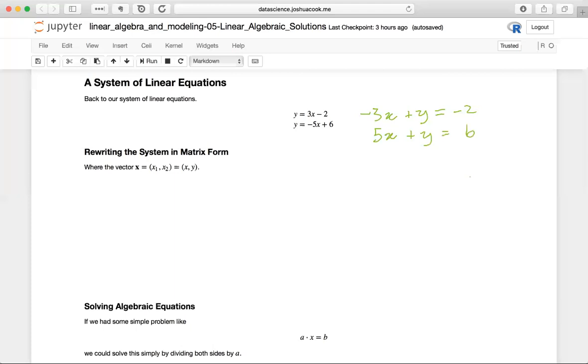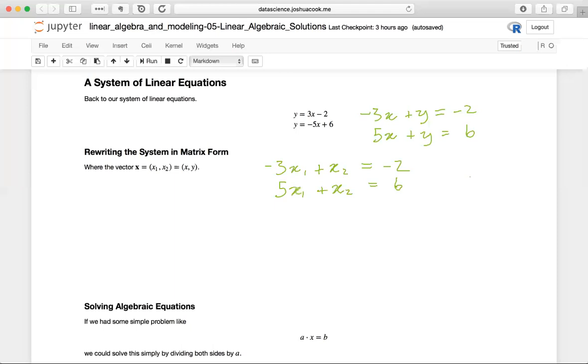Okay, and then the next thing that I want to do is I actually want to change the variables, and this is fine. I can just rename variables as much as I want. It's just a name, you know. I can call it something else. So I'm going to call the current x, x1, and the current y, x2, and that's going to be equal to negative 2. And so then we have 5x1 plus x2, and that's going to be equal to 6.